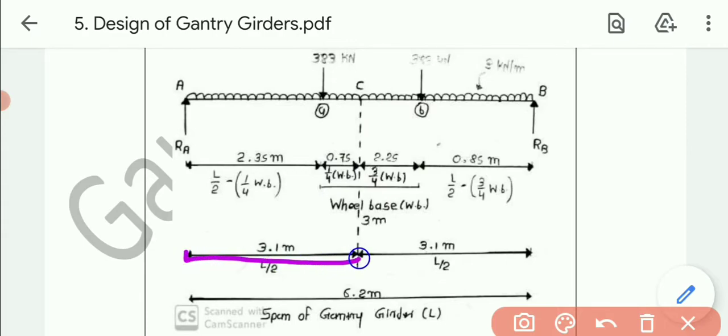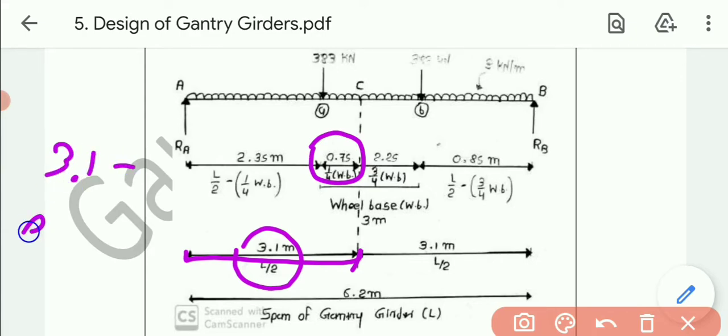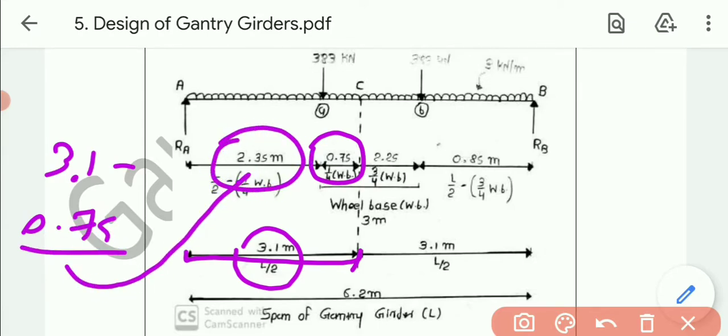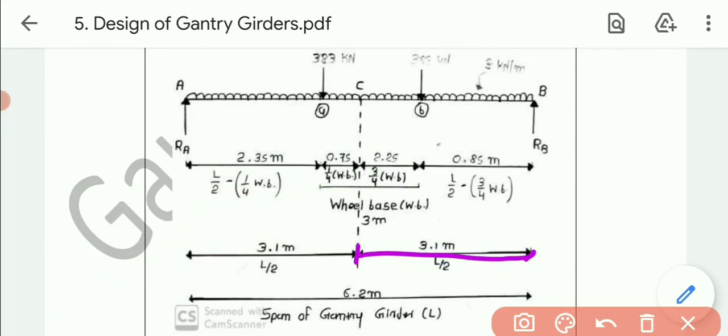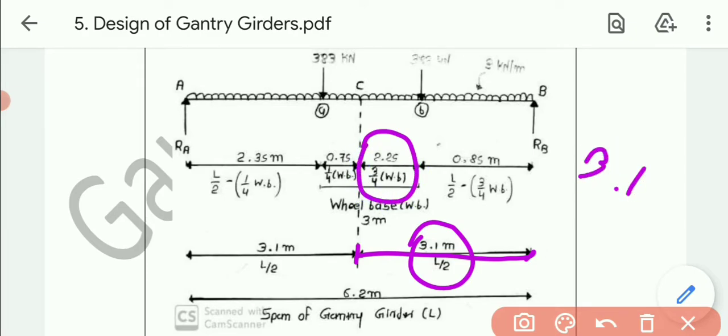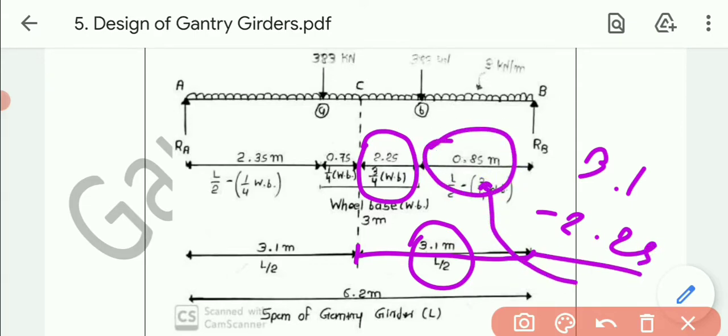See, I am having this dimension center 3.1 and this dimension is 0.75. So 3.1 minus 0.75, I will get this dimension, that is 2.35 meter. Similarly on the right hand side, same parameters. I have got the center distance, that is 3.1, and this one is 2.25. So 3.1 minus 2.25, I will get this answer, that is 0.85 meter. Okay, so I have got the arrangement.